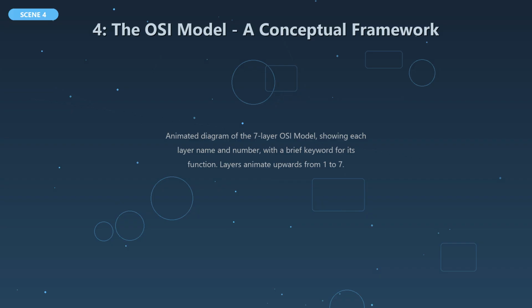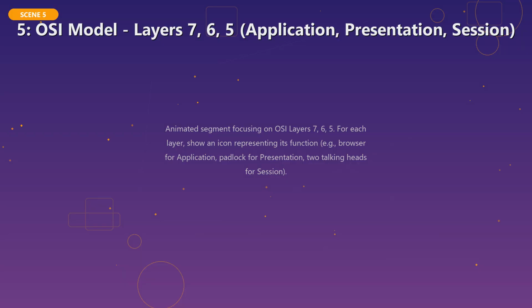We'll now break down each layer, explaining its function and relevance. Let's begin our journey through the OSI model from the top, the layers closest to the user. Layer 7, the application layer. This is the layer that directly interacts with the user's software application. It provides network services to end-user applications.